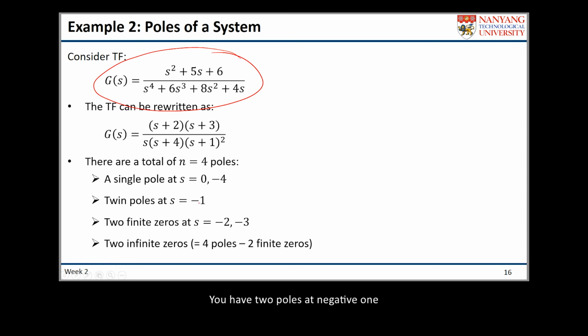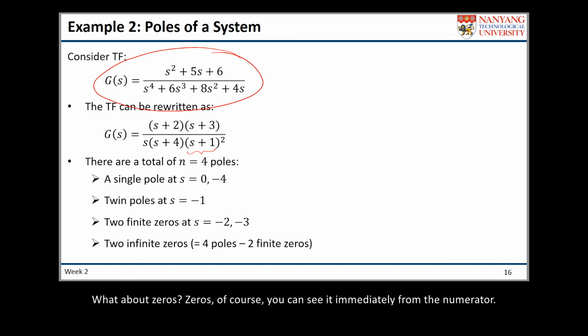You have 2 poles at negative 1, because if s is equal to -1, this will become 0. But I have two poles at -1 because this appears twice, because of the squared term in the (s plus 1) term there. So I have one pole at 0, one pole at -4, and two identical poles at -1. In total, I have 4 poles, right? Because the denominator has a highest polynomial order of 4.